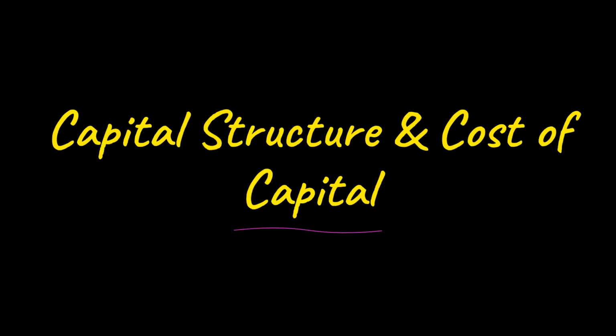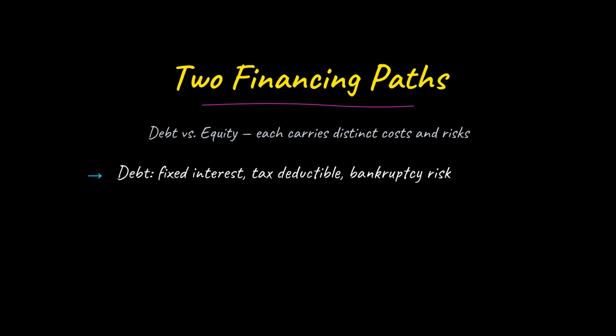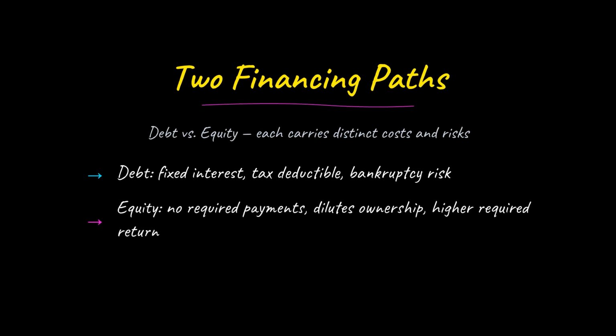Capital structure is the mix of debt and equity a firm uses to finance itself. The cost of capital is the blended price the firm pays for that mix. These two concepts are inseparable. The financing mix directly determines how much money costs. Firms can borrow through debt, paying predictable interest that is tax deductible, or raise equity by selling shares, which demands a higher expected return because shareholders bear residual risk.